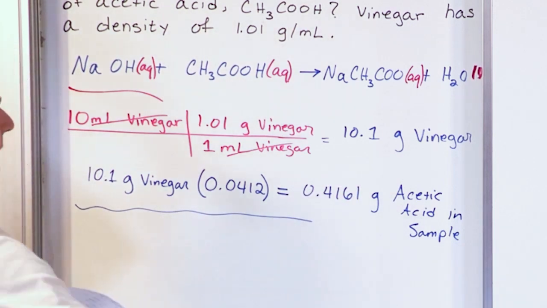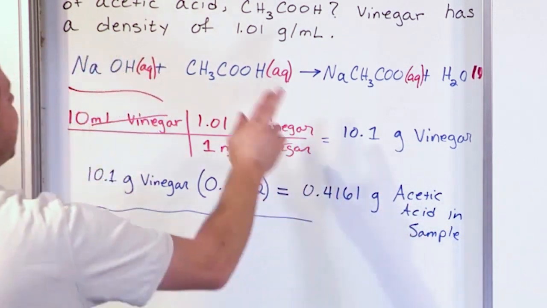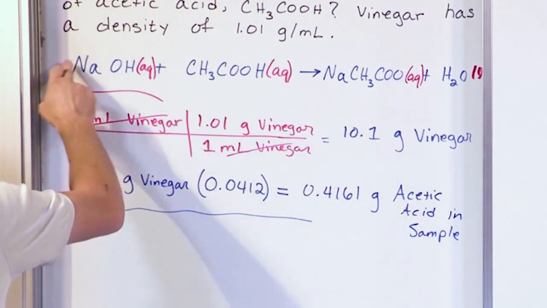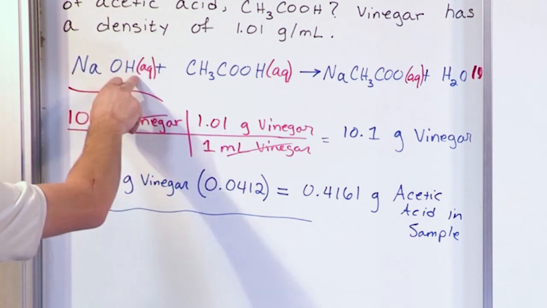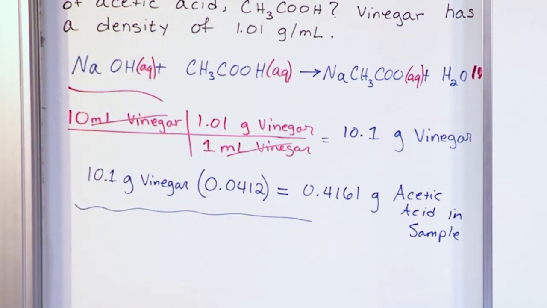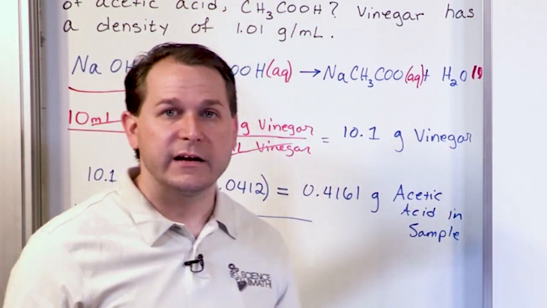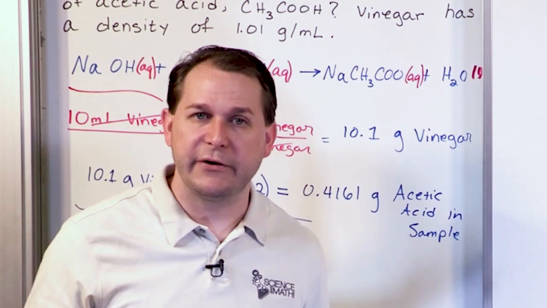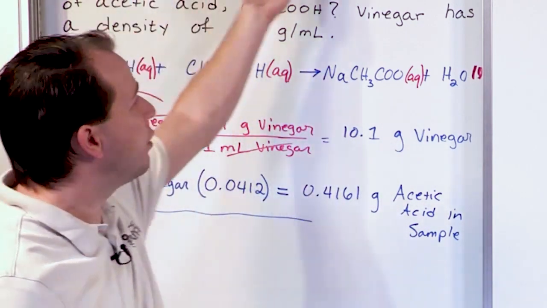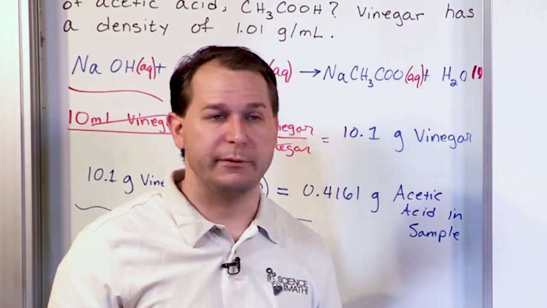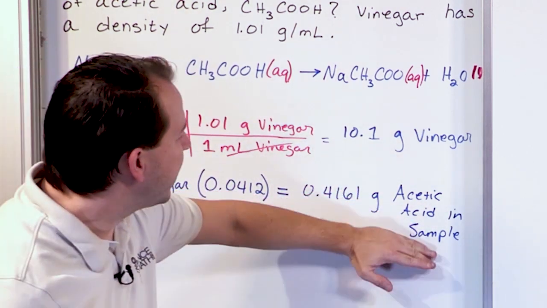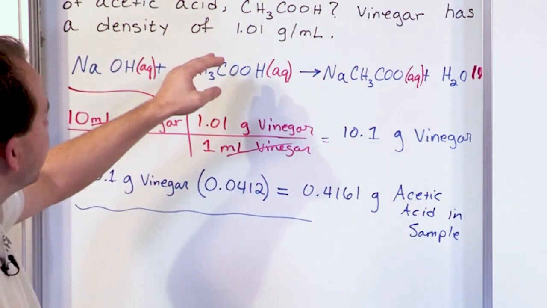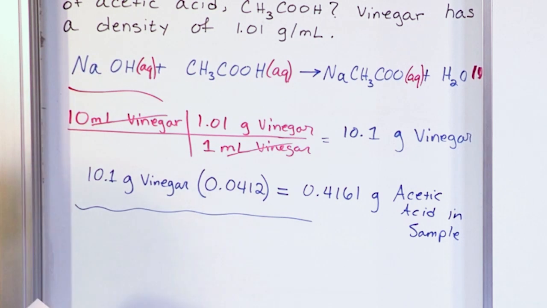Because don't forget the end game. If I can get to moles of acetic acid, then I can go to this reaction and use the reaction stoichiometry to calculate how many moles of sodium hydroxide. And once I know how many moles of sodium hydroxide are needed, then I can solve the problem because I'm very close to the answer. I'm trying to find out what volume of that solution is required. So let's go from grams of acetic acid to moles, and then we'll use that to go forward.